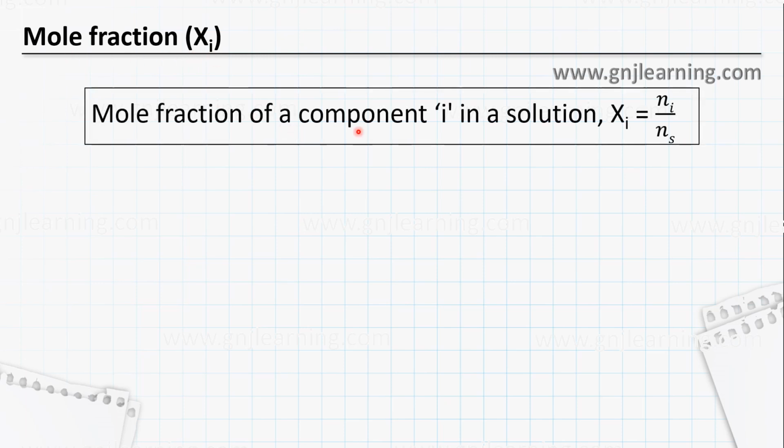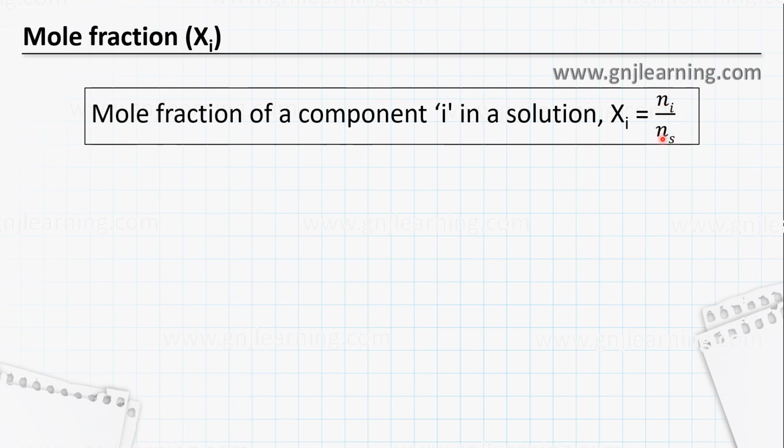So the mole fraction of a component I in a solution, X or chi I, is equal to Ni divided by Ns. This is the formula. I have various components in a solution, let's say two components, and I want to find out a particular component. I am assuming its name as I. If I want to find the mole fraction of that component I in a solution, the formula is chi I is equal to Ni divided by Ns.